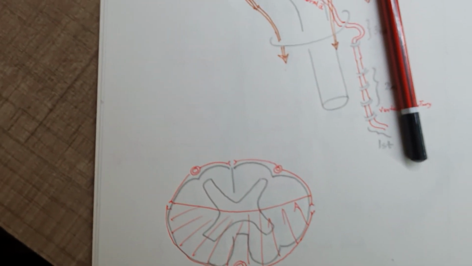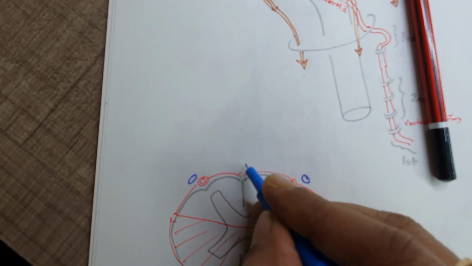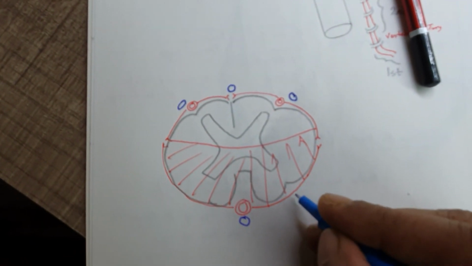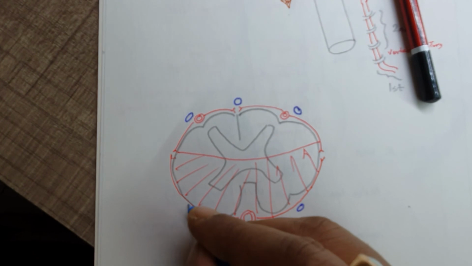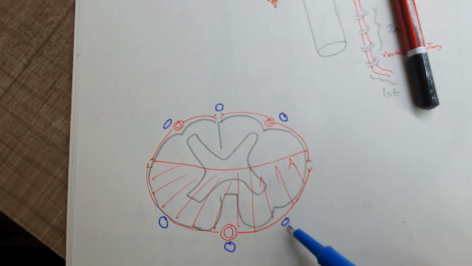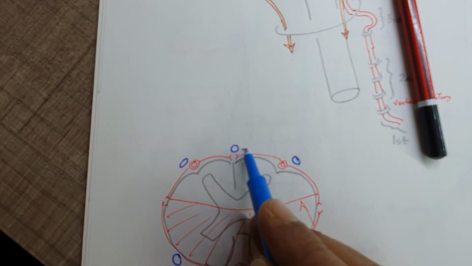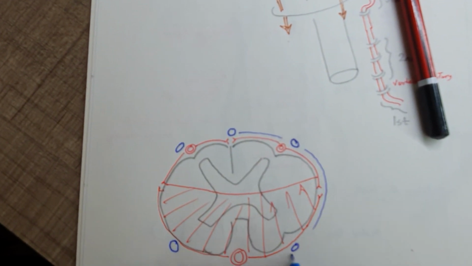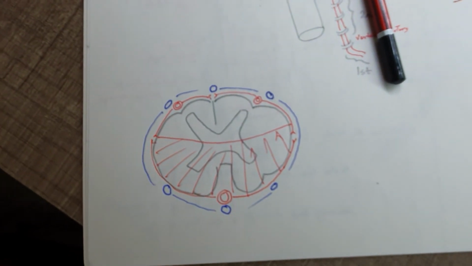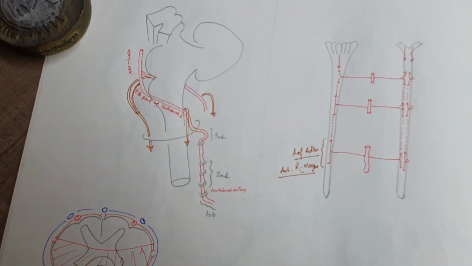If we look at the veins, yes, there are veins here, posteromedially there are veins. There are veins here also, in the portion of the motor root and sensory root. This is the motor root place. This is the sensory root place. There are veins. So spinal venous plexus, and this spinal venous plexus finally contributes to the vertebral venous plexus. So these are the arteries and veins of spinal cord.